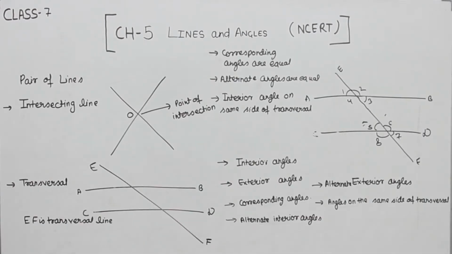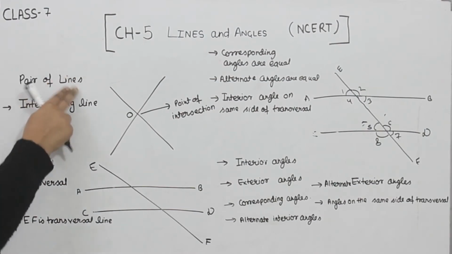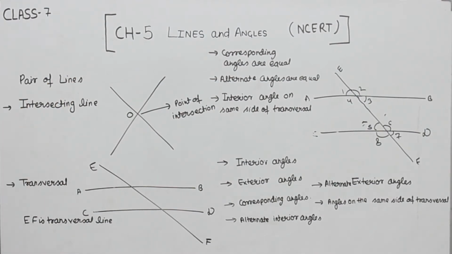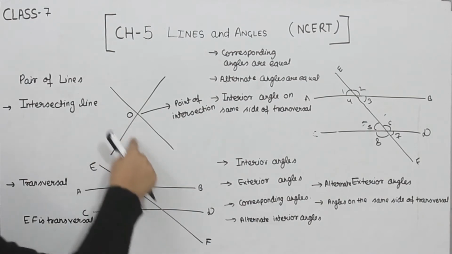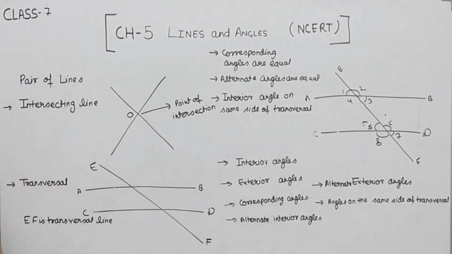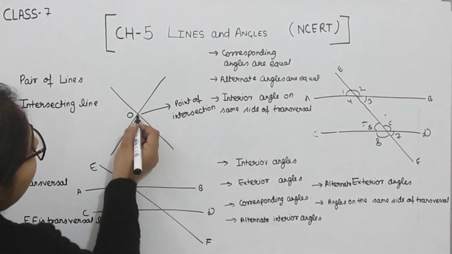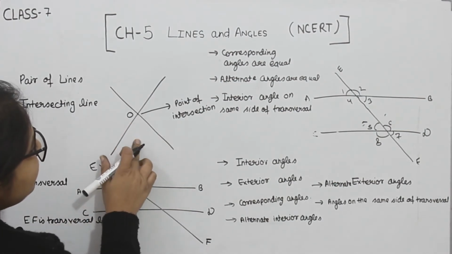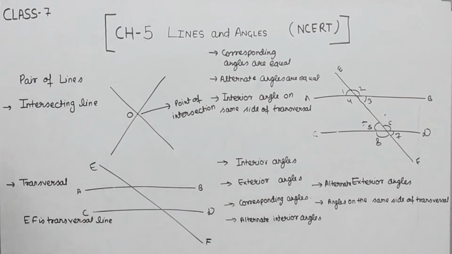Now comes the next topic. This one is the pair of lines. First we are talking about the intersecting lines. When two lines intersect each other, they are called intersecting lines. Now the point where they intersect each other is called the point of intersection. Now comes the transversal line.